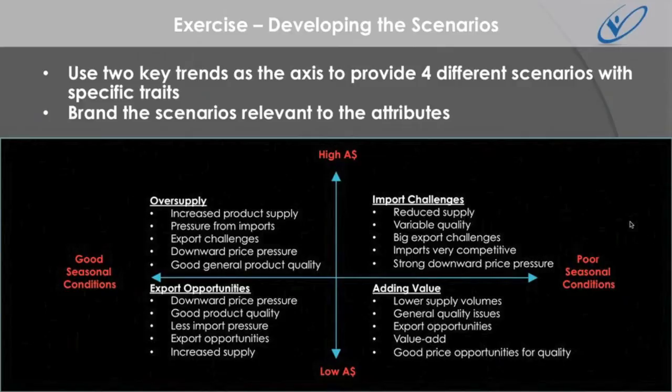Then in each quadrant, you say, what's the environment that's going to be created by the combination of those 2 factors? The one there that I've called oversupply: a high Aussie dollar and good seasonal conditions would mean there's increased supply of horticultural product around Australia, and a lot of pressure from imports, because imports are far more competitive in a high Aussie dollar.